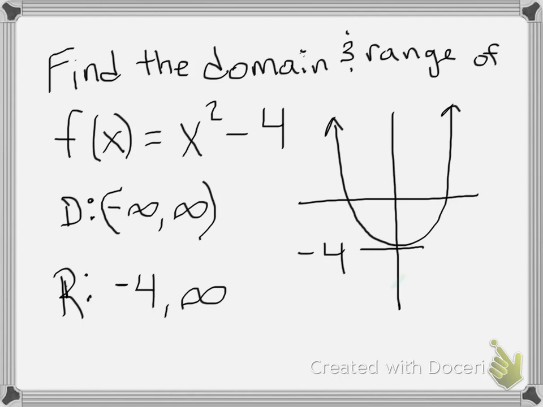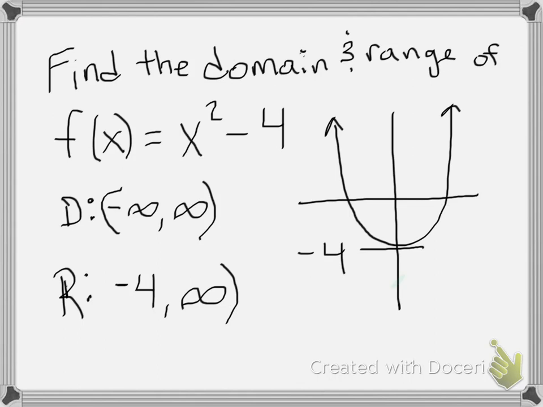Now, as far as infinity is concerned, infinity always gets a parenthesis around it because you can never reach infinity. Negative 4, however, is it possible for me to plug in an x value, some number into this x value right here, and then work it out by squaring that value and then subtracting 4 to end up at negative 4?